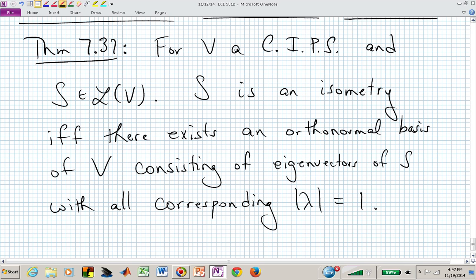So if we have a linear operator that's an isometry, then if you find the eigenvalues and eigenvectors of that operator, the eigenvalues will all have a magnitude of 1, and the eigenvectors will form an orthonormal basis for that operator S.